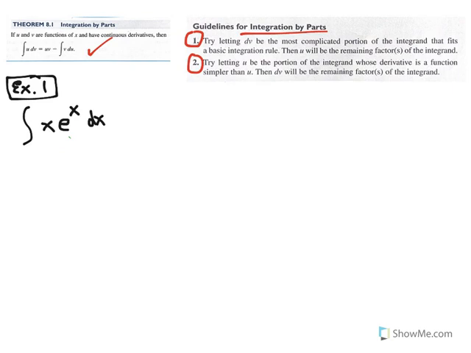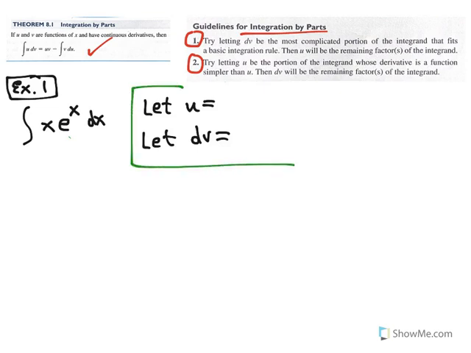So how do you decide what u and dv should be? When you do integration by parts, you've got to begin by letting u be a part of the integrand, and the rest of the integrand will be dv. And the whole purpose for doing this is so you can start the process, and you're hoping that you're going to choose u and dv in such a way so that the integral on the right side of the integration by parts formula will be something that you can solve easily.